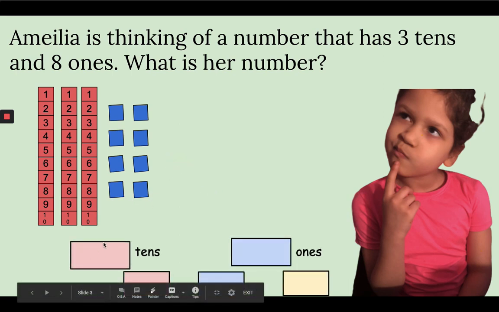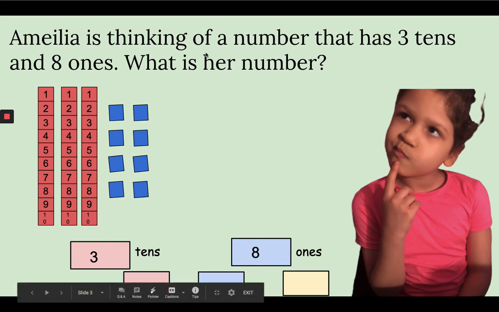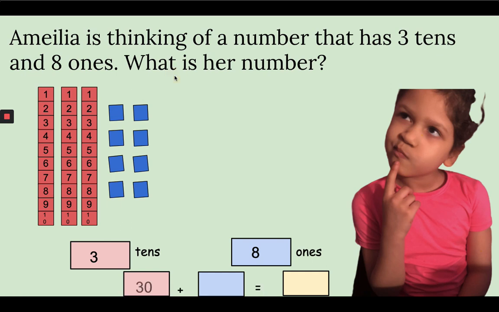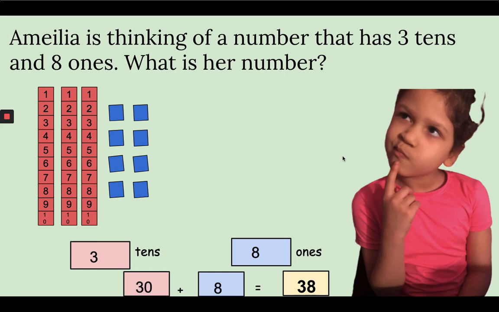What number goes in our tens box? That's right, it's the number 3 because there are 3 groups of 10. How many ones are there? That's right, 8. So now we can move down to the addition sentence. What is 3 tens written as a number? That's right, 30. And how many ones are there? 8. That's right. So what is 30 plus 8? Excellent, 38. Amelia is thinking of the number 38.